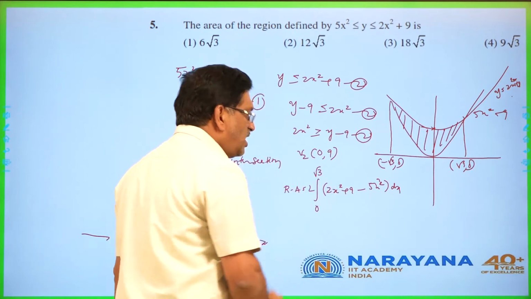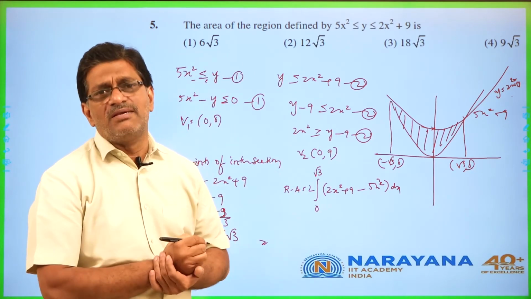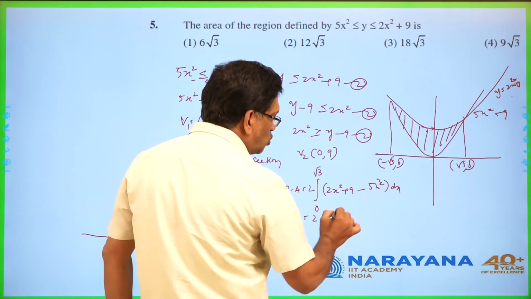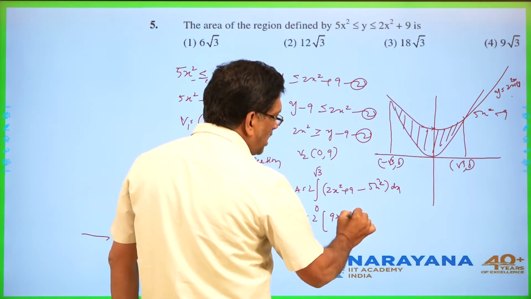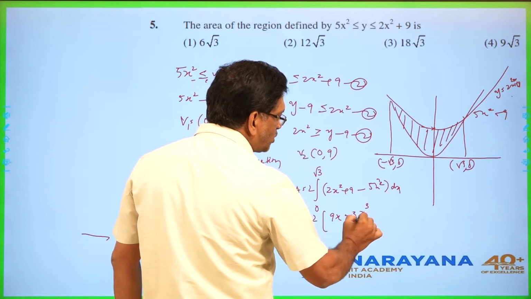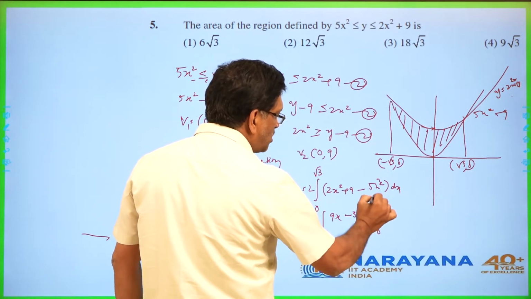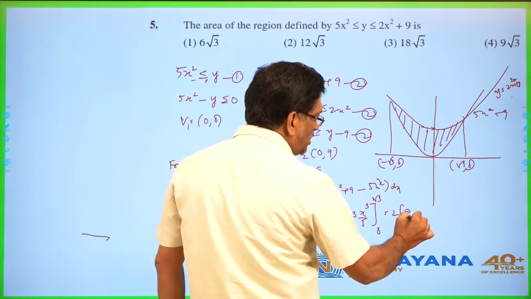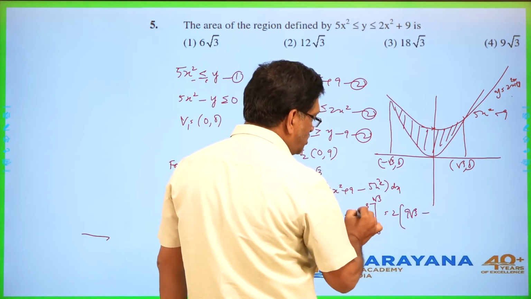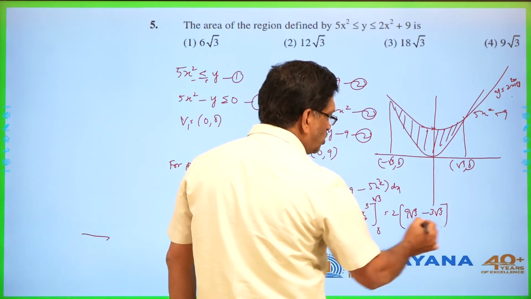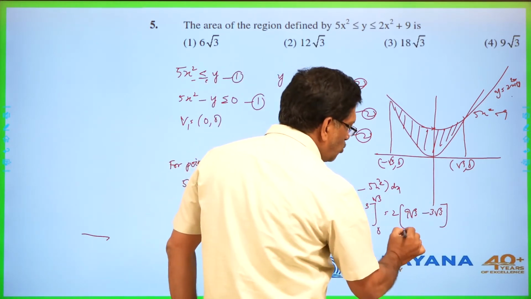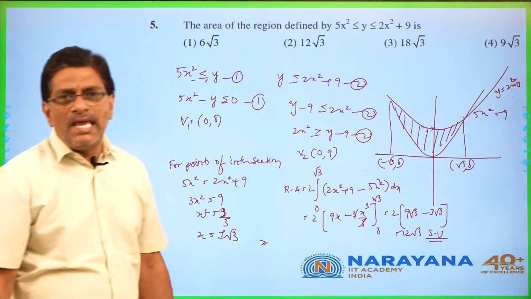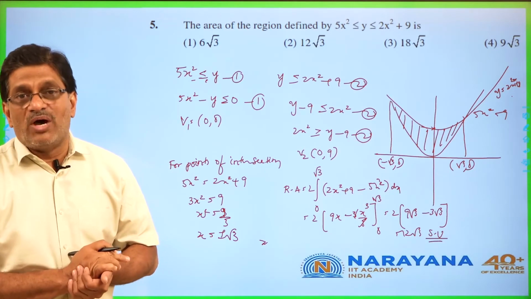dx, and take 2 times because it is symmetric. Simple integration is involved. It is 2 times, 2 times 9 means 9x minus 3 times x means x cube by 3. Limits are 0 to root 3. It is 2 times 9 root 3 minus 3 root 3, that is 6 root 3. You mean 12 root 3 square units. Being area, we will always write square units.